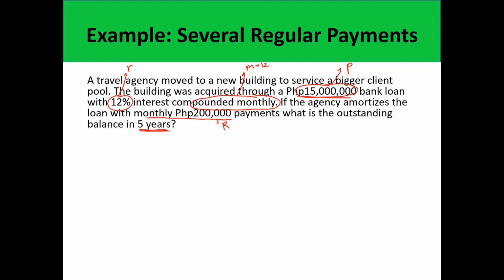So in this problem, we don't know when this bank loan will be finished when we pay monthly using 200,000 peso payments. But we are looking for the outstanding balance after 5 years. So in this case, we don't have N. So we shall use the retrospective method for computing the outstanding balance.